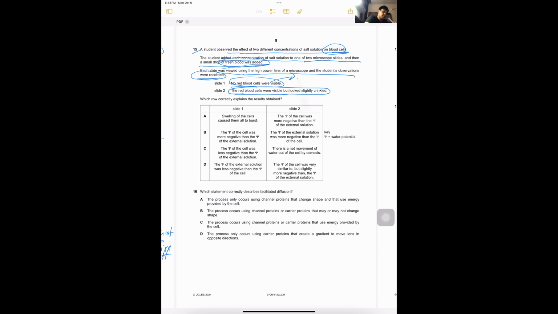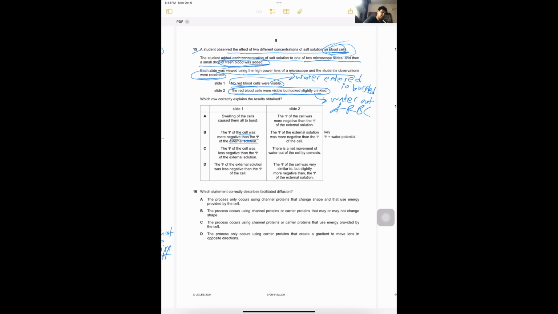So in this one, water entered, so the cells burst. And in the other, the red blood cells were visible but looked slightly crinkled. So water moved out of the RBC, right? So the water potential of the cell was more negative than the water potential of the external solution.